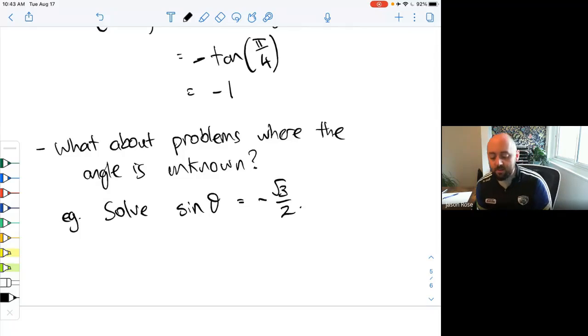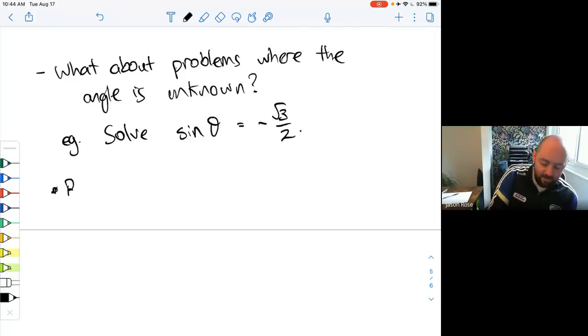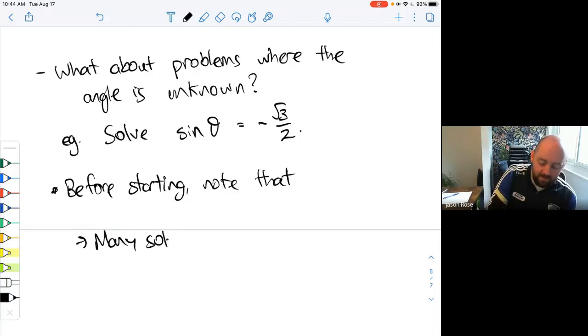Okay, I'm not going to go into solving it. What I'm going to do is write a bunch of thoughts on this one first, and then I'm going to go back and solve it. So first thing I'll note, before starting, is that there's going to be many solutions to this.